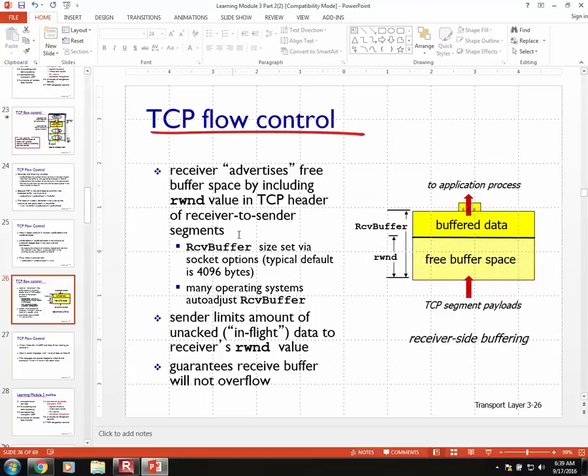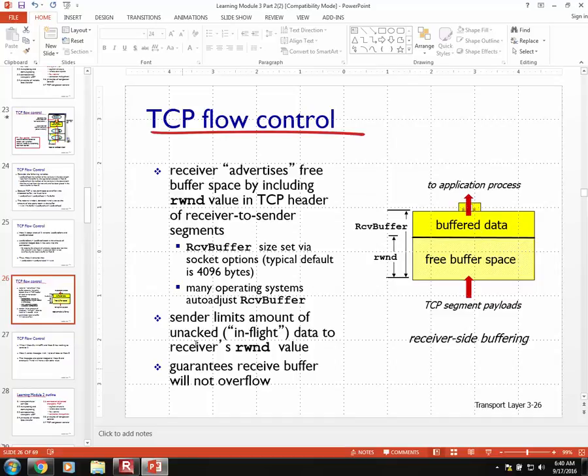Now the receive buffer, we've actually already taken a look at this when we did socket programming, is set via socket options, and the typical default value is 4096 bytes. And many operating systems try to control the receive buffer on their own, making adjustments depending on the data flow, which they keep track of.